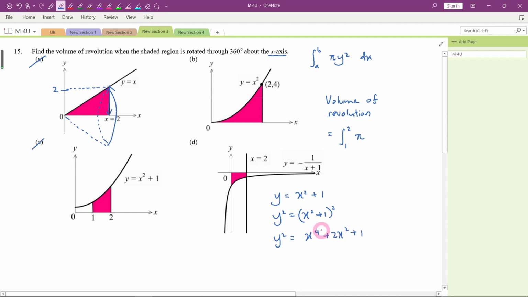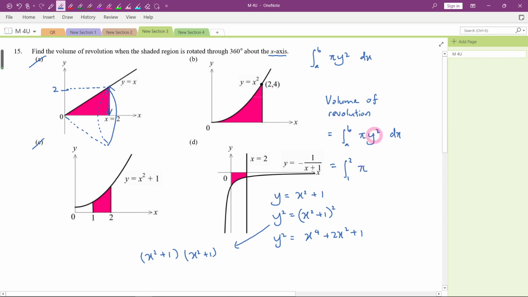If we don't know how to use the formula, you can do it this way. X squared plus 1 times x squared plus 1. Do expansion one by one. At the end, you will still get the same answer like this. Okay, so this is y squared. Pi y squared dx. So if you feel confused, you can always write the formula first. Pi y squared dx. A is equal to 1. B is equal to 2.